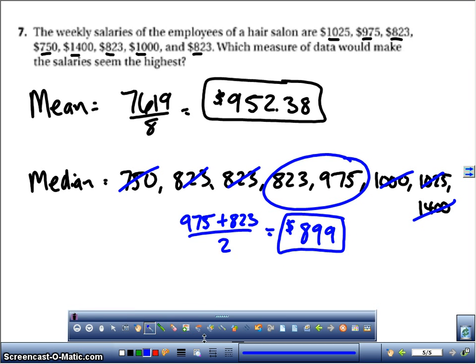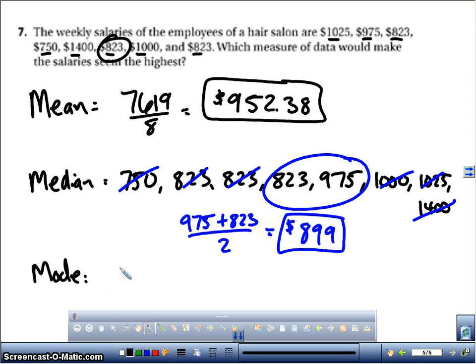That's not higher. And then our mode, I'm sure you guys already figured out, is our 823 because it occurs 3 times and no other number repeats. So which number or which device is going to give us the highest salary? It's going to be our mean, and that's what we need to write down. Write down the mean, and that's it. So that's all we're doing today.